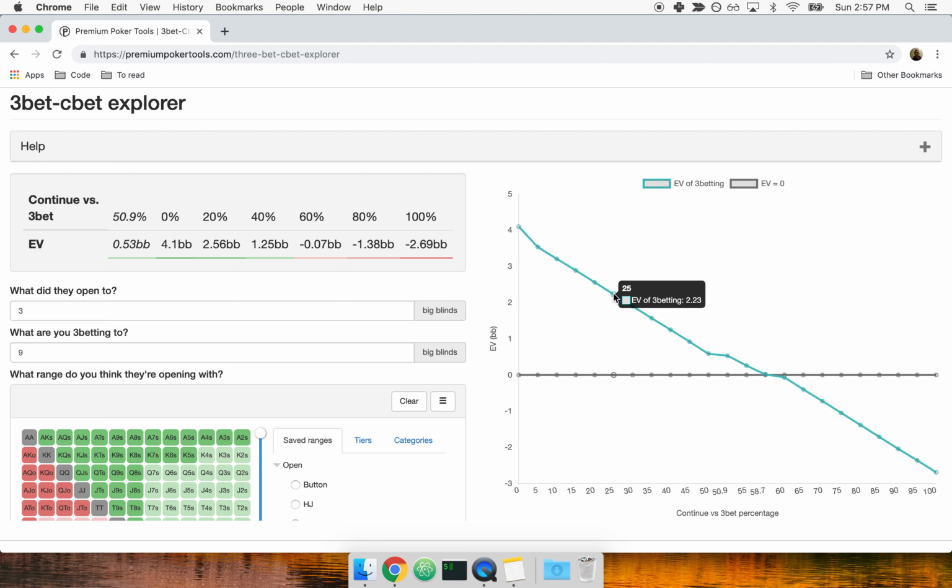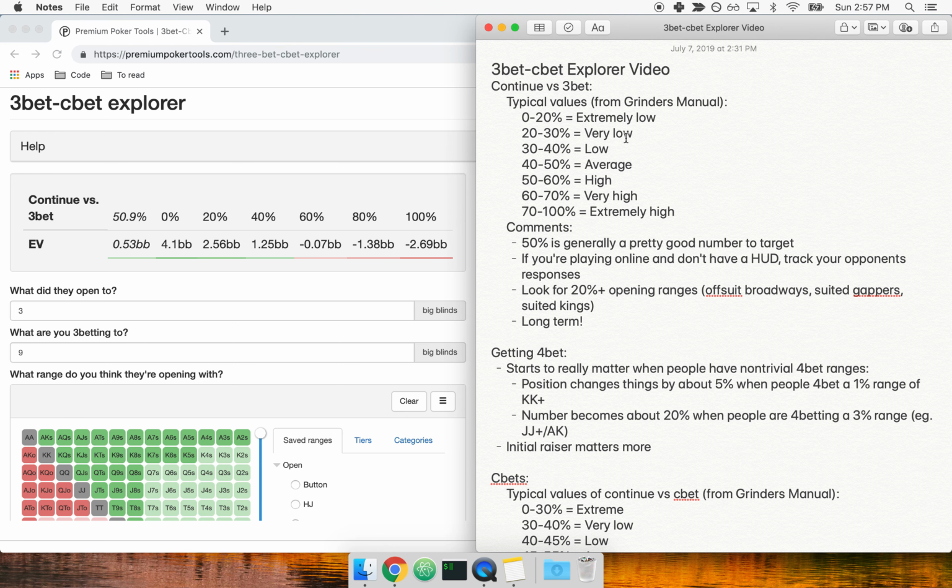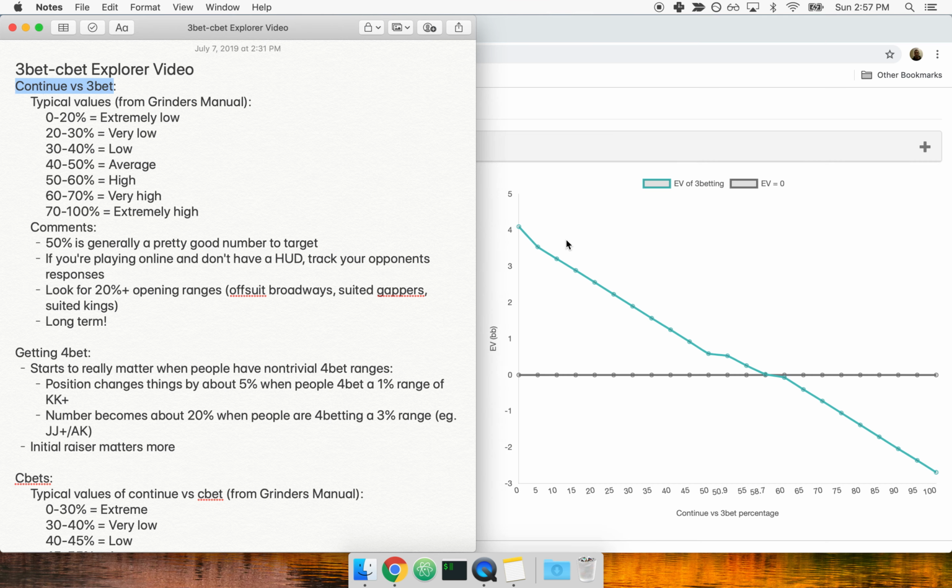In a more general sense, just looking at this graph, the slope of the graph tells us how significant a factor this is. You can see the slope is relatively steep. As they continue more and more, our EV goes down pretty quickly. So this is a pretty important factor. I have some notes here about continuing versus 3-bets, so I'm going to move this to the side.